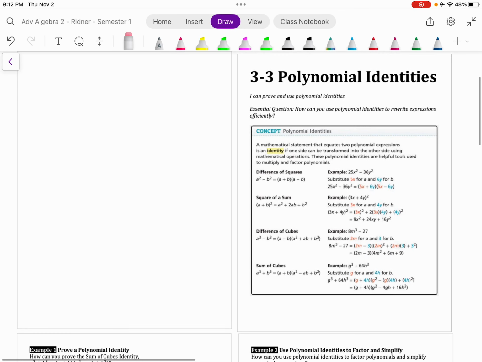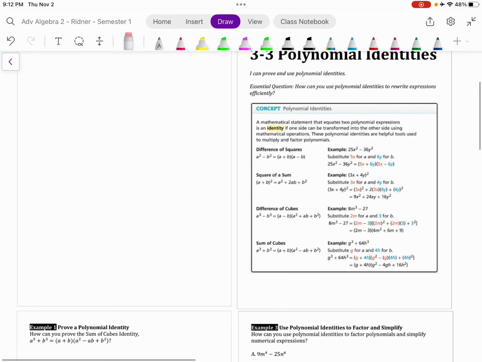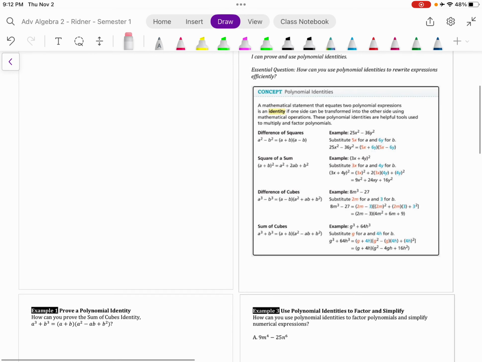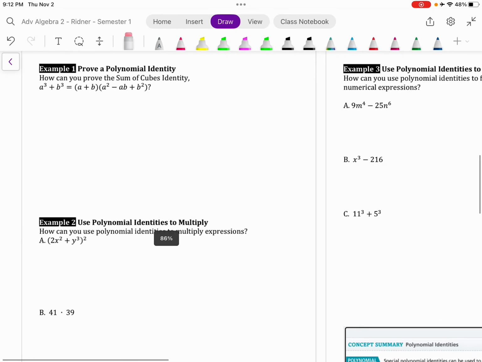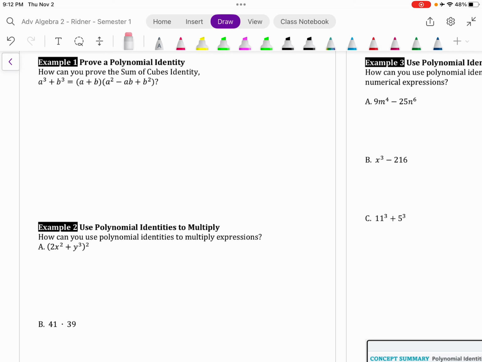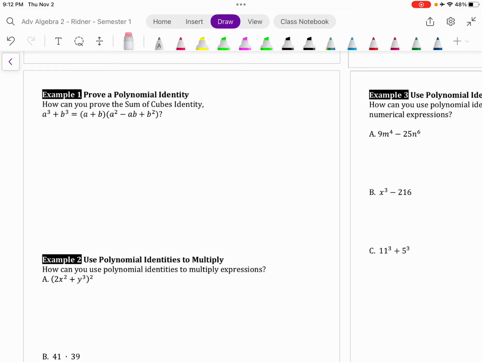All right, 3-3, polynomial identities. We're going to be looking at some factoring and some rules that allow us to kind of shortcut factoring just a little bit. So in example 1, it's telling us to prove the polynomial identity. That's not nearly as scary as it sounds.